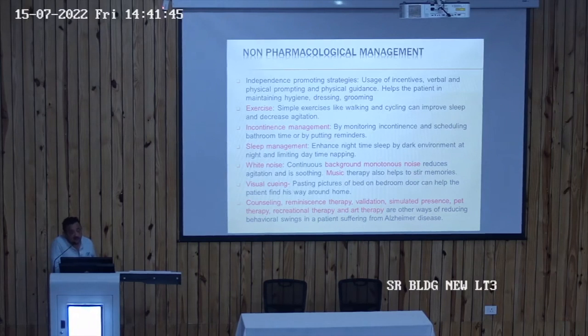Sleep management. After a certain age, usually after 45-50 years of age, your sleep decreases. So insomnia is already there. And then you have Alzheimer's also. So you will be agitated. So already insomnia, agitated. So you need sleep management.